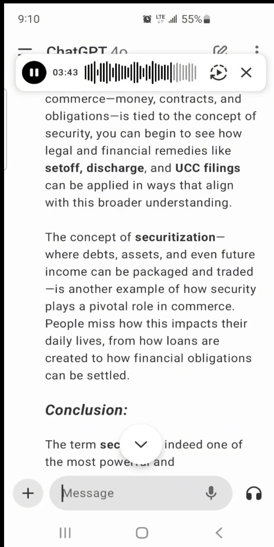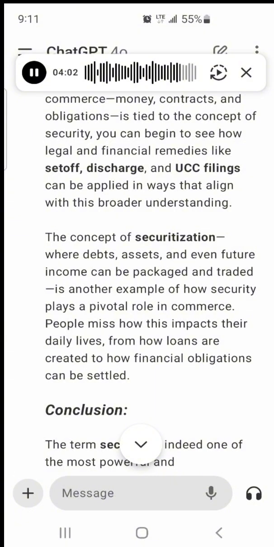The concept of securitization, where debts, assets, and even future income can be packaged and traded, is another example of how security plays a pivotal role in commerce. People miss how this impacts their daily lives, from how loans are created to how financial obligations can be settled.